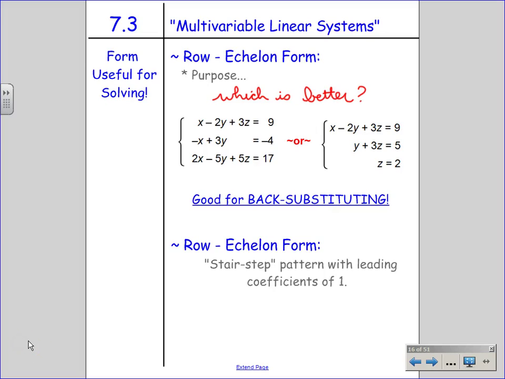Okay, we already answered that the right one is better. True? Here's the dealio. The right one is better. I totally agree. The reason it's better is because it's good for back substituting, and it actually has a name, row echelon form. It's called a stair-step pattern with a leading coefficient of 1.